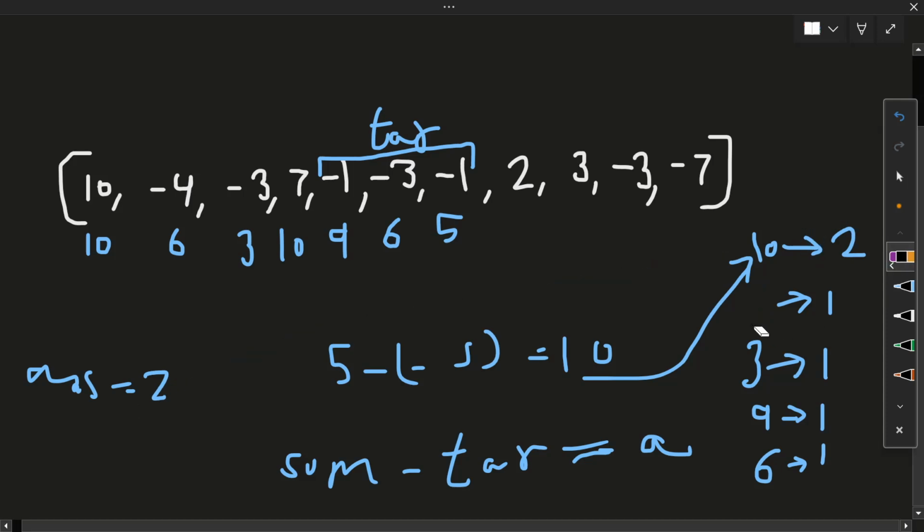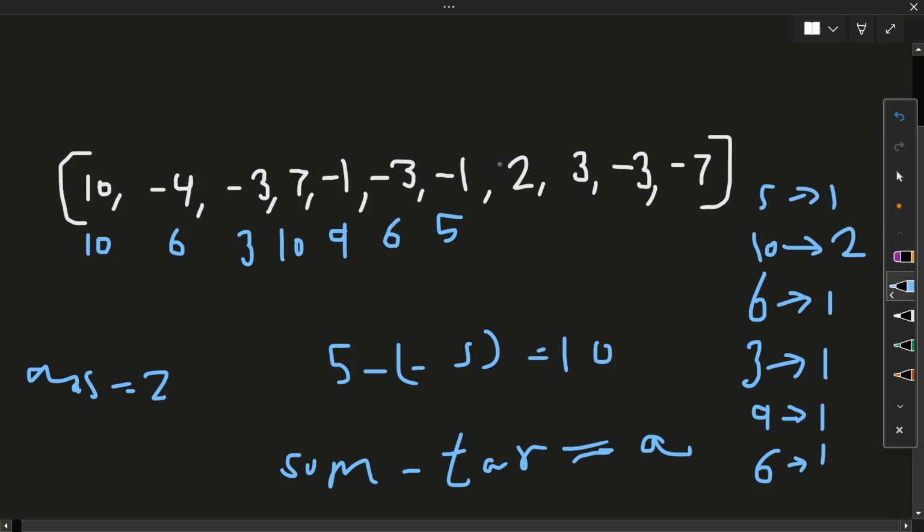Now let's move ahead. Before that we need to push 5. So let's push 5 with the frequency 1. So next we have 2. So 5 plus 2 is equal to 7. The value is 7. 7 minus 5 is equal to 12. Is 12 there? No, 12 is not there. So add 7 with this frequency 1.